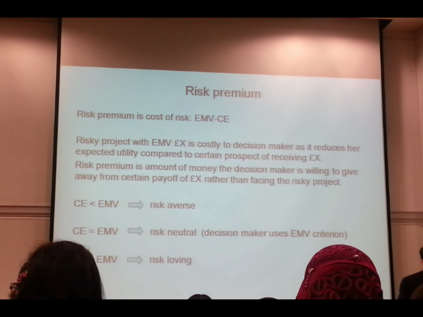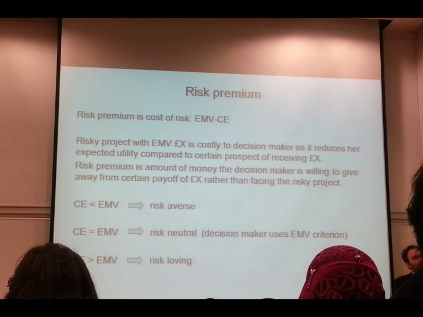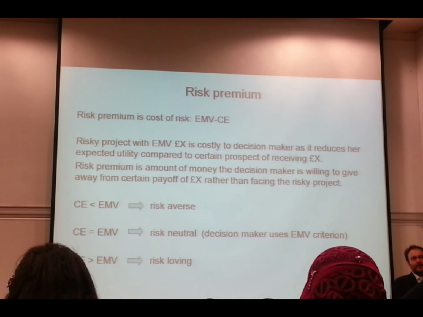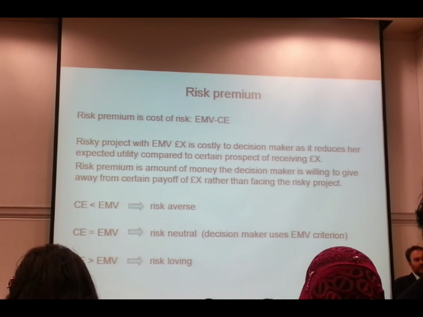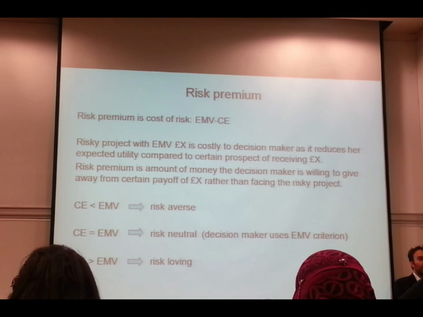If I'm almost risk neutral, then it's going to mean, well, you're going to have to pay me 95 pounds, so that I'm indifferent between the lottery of 100 and the certainty equivalent of 95. So my risk premium is very small.